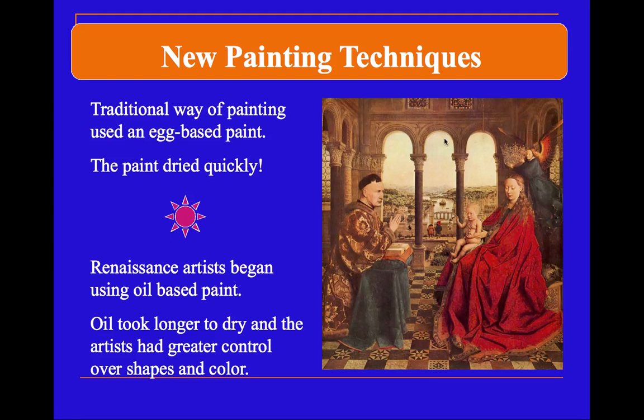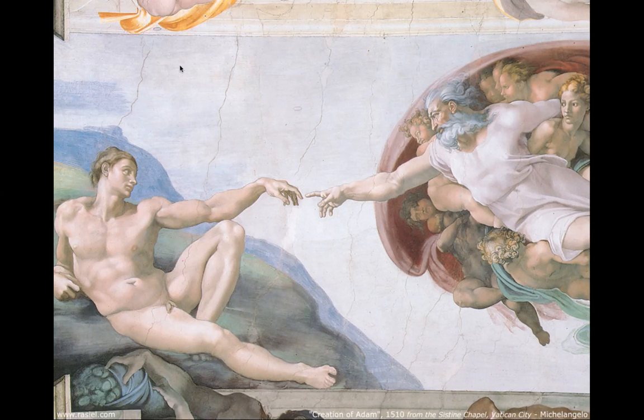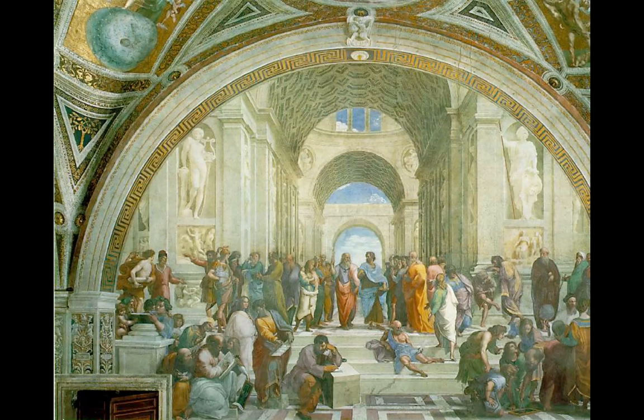And just to highlight these new techniques, before, artists used egg-based paint, which didn't allow a lot of experimentation in shading or layering of colors. But then artists moved towards oil-based paints, which were a lot more effective in creating depth and complexity of color. And artists started to paint a lot more frescoes on walls, and this is the famous Sistine Chapel ceiling by Michelangelo. And then the School of Athens by Raphael.